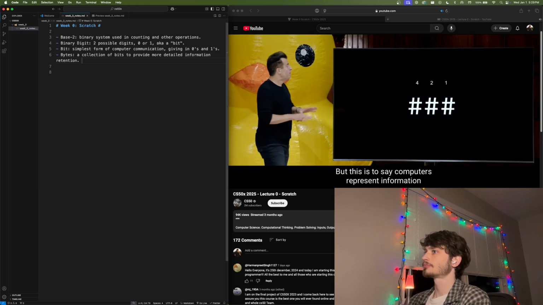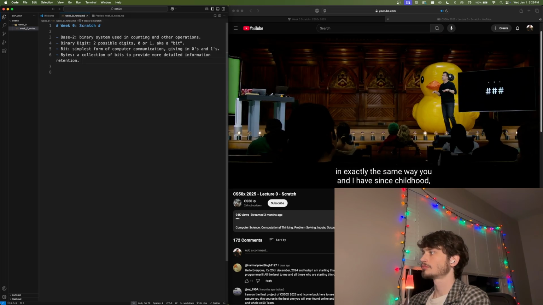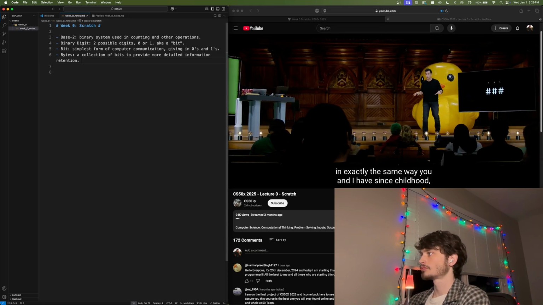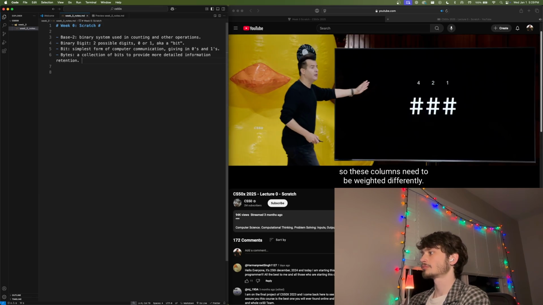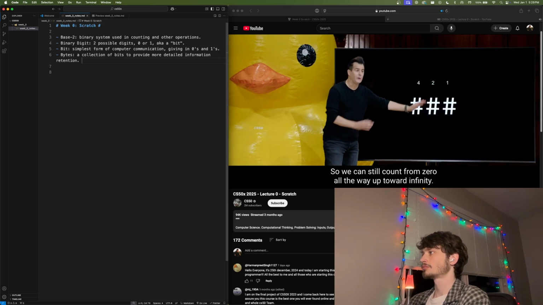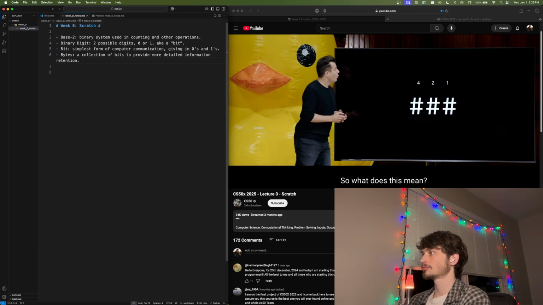of 10. But this is to say, computers represent information in exactly the same way you and I have since childhood, but they have fewer digits at their disposal, so these columns need to be weighted differently. So we can still count from 0 all the way up toward infinity. So what does this mean?